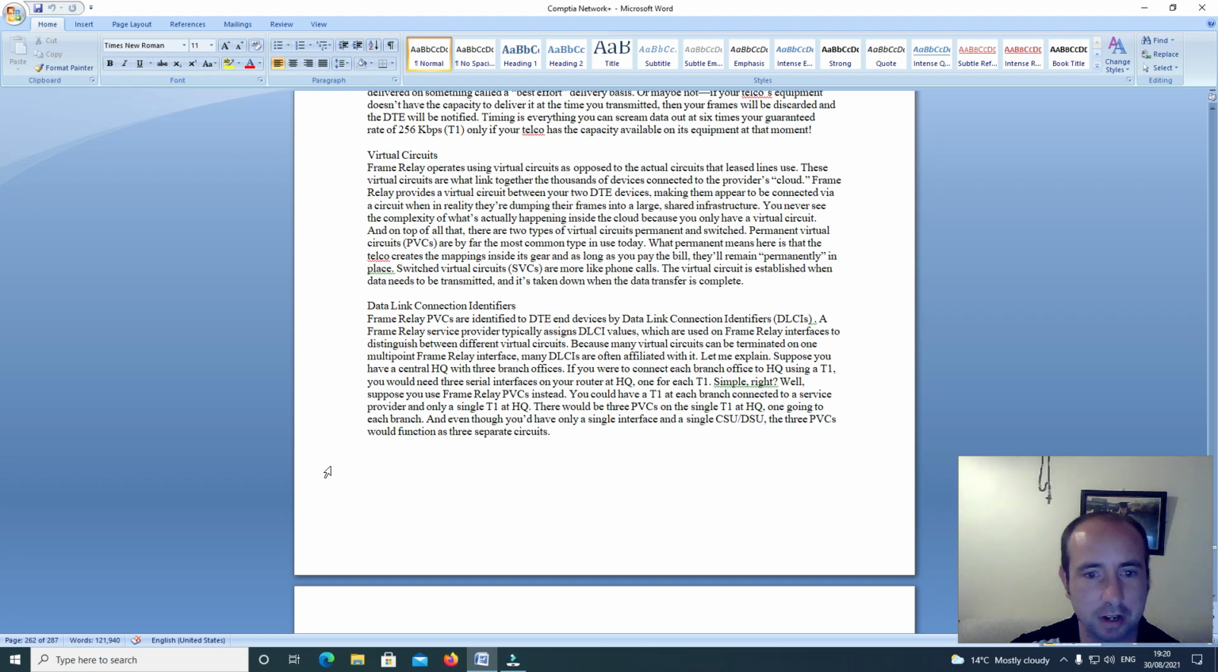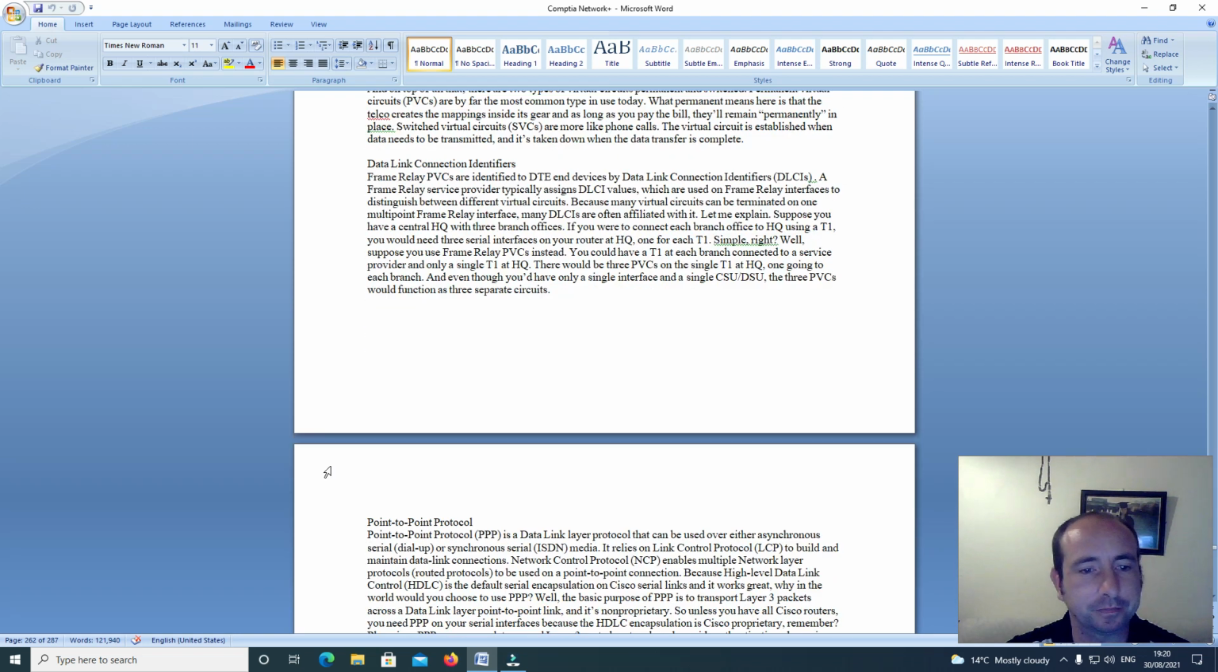On top of all that, there are two types of virtual circuits: permanent and switched. Permanent virtual circuits, PVCs, are by far the most common type in use today. What permanent means here is that the telco creates the mappings inside its gear, and as long as you pay the bill, they'll remain permanently in place. Switched virtual circuits, SVCs, are more like phone calls. The virtual circuit is established when data needs to be transmitted and is taken down when the data transfer is complete.